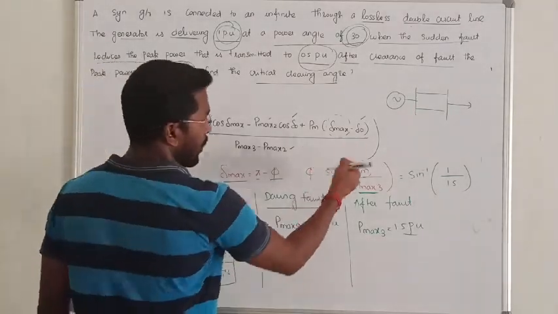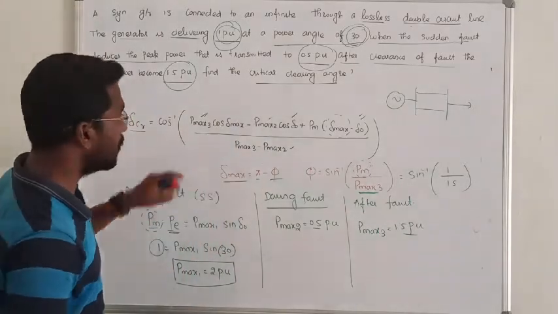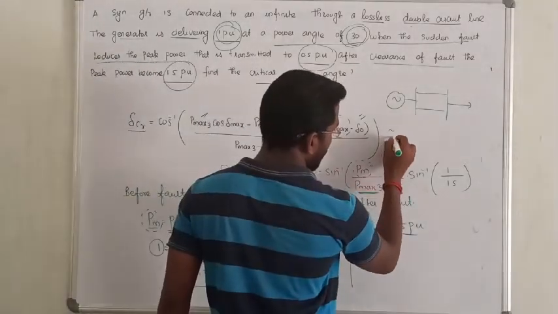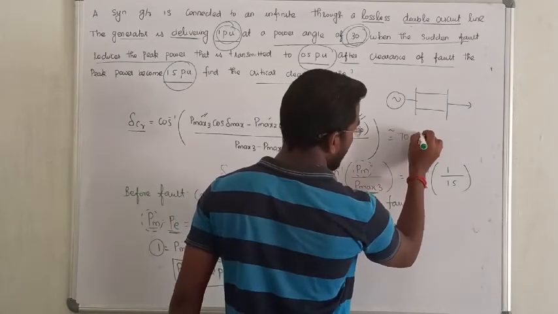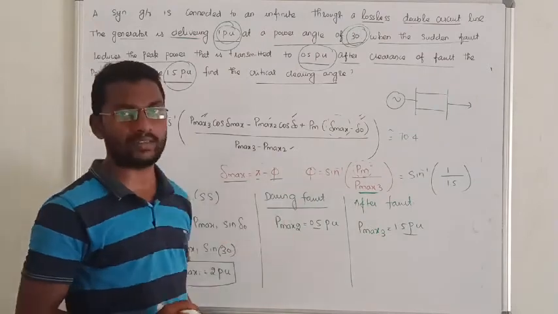Now we found the value of del max, del naught, Pmax 2, Pmax 1, right? If you substitute all these values, your answer is almost nearer to 70.4 degree. That is how you are finding the value of critical clearing angle. So that is the correct answer for the given question.